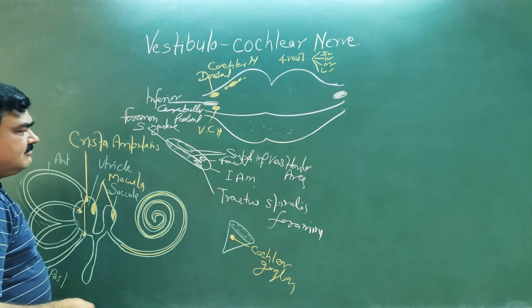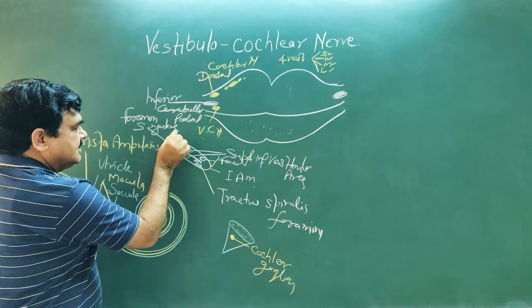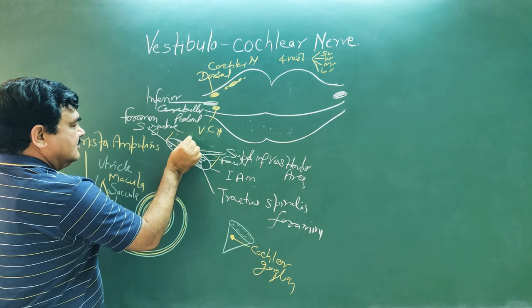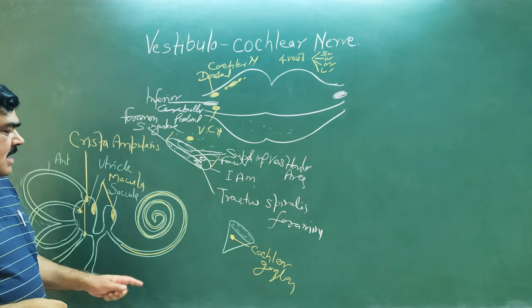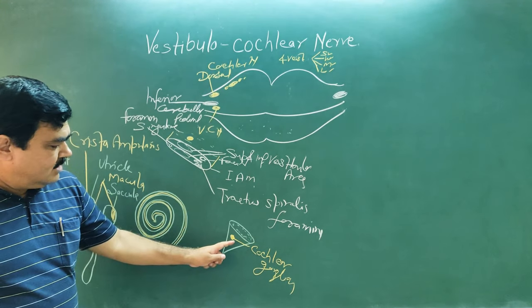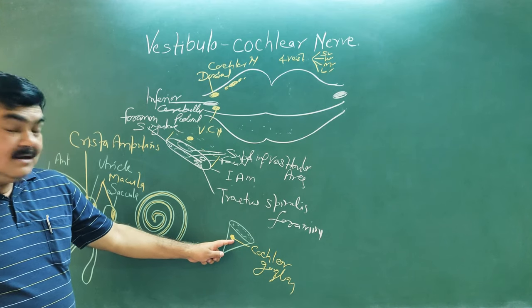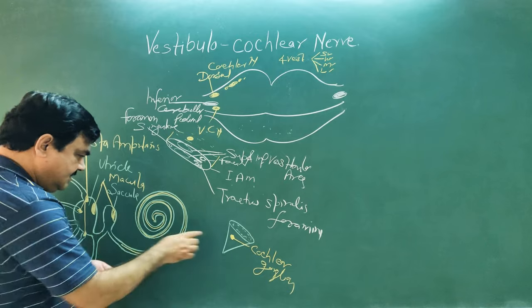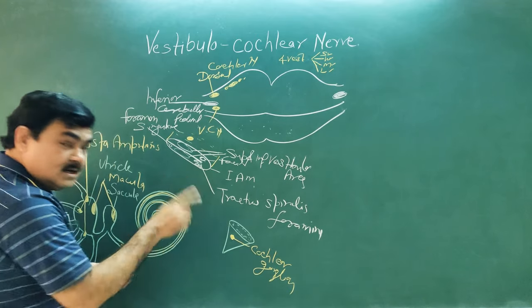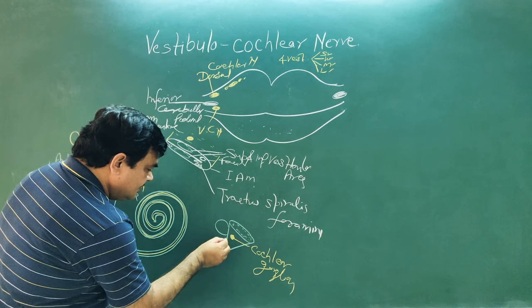And the ganglion of the vestibular nerve is present in this internal acoustic meatus. So here is the position of the ganglion. This is a bipolar ganglion. And here you can see the cochlear ganglion is present in the modiolus. If you cut a section here, this is the modiolus around which the cochlear ducts are arranged. And here is the cochlear duct.